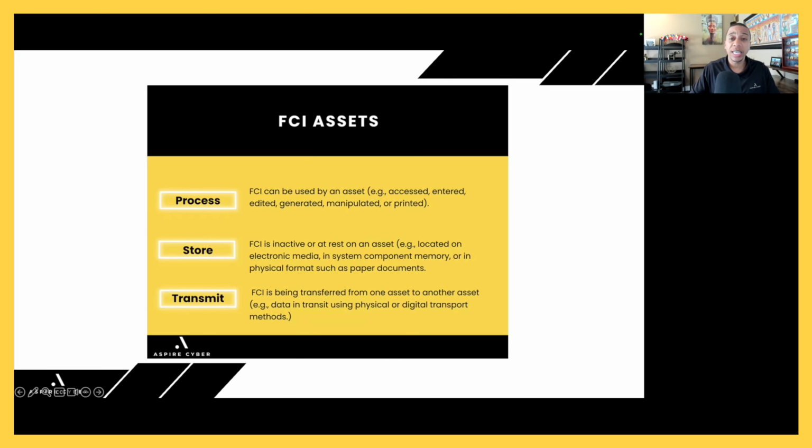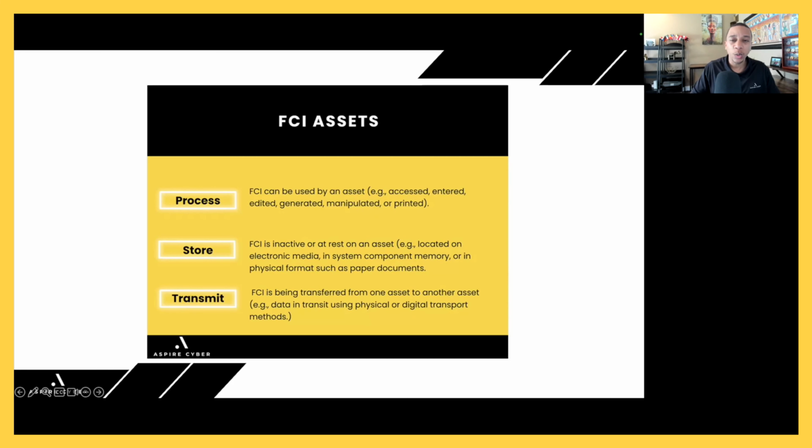Or you can be storing FCI in the memory of your printer or fax machine, thumb drive, external drive, for examples of where you could store FCI, or even the hard drive of your laptop. And then if your organization allows BYOD, your employees to use their personal devices to access FCI, which I wouldn't encourage that. But if you do, then their phones, their mobile devices could be storing FCI, processing it, and or transmitting that FCI. And transmit it from one asset to another, physical or digital. Any asset that processes, stores, or transmits FCI.